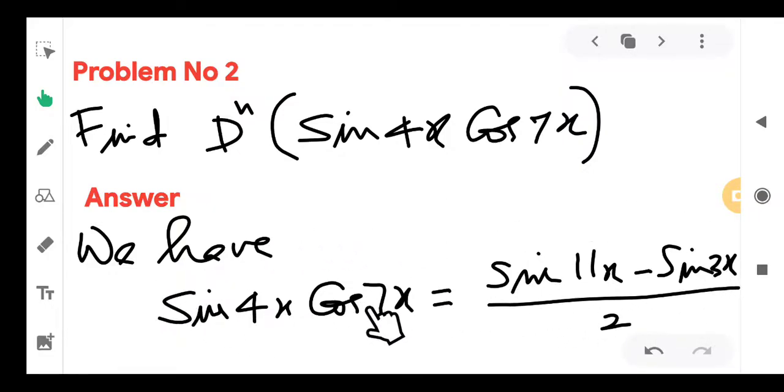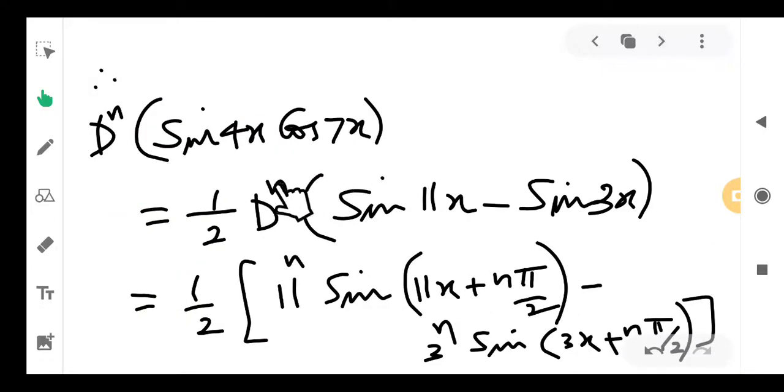Therefore, nth derivative of this will be equal to nth derivative of this difference. So that's what I have said. 1 by 2 is brought outside. Then it is the nth derivative of sine 11x minus sine 3x. So what will happen is, this is A here, this is A here. Therefore, A raised to n is 11 raised to n, the sine of this same angle plus n pi by 2, minus. Here A is 3. Therefore, 3 raised to n. In between, that minus is kept as it is. 3 raised to n sine of 3x plus n pi by 2. So these 2 problems you have to carefully observe.